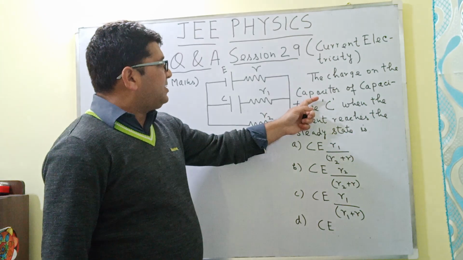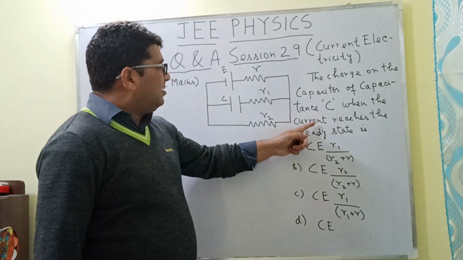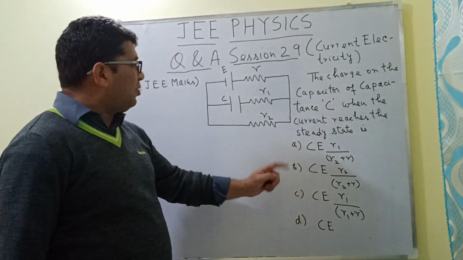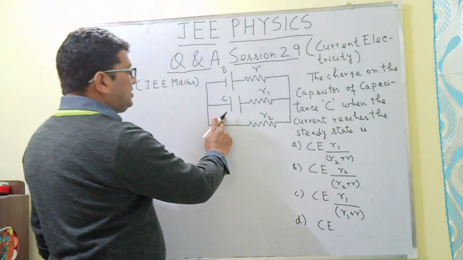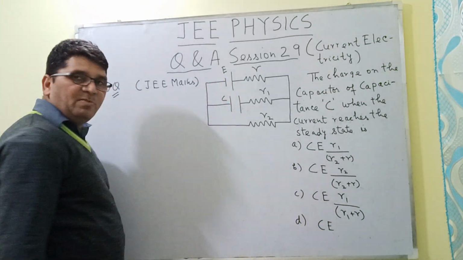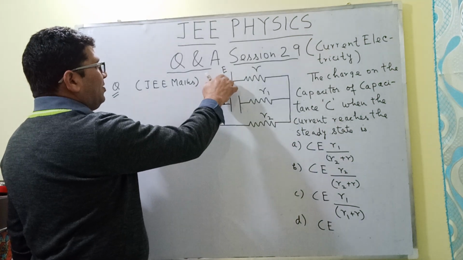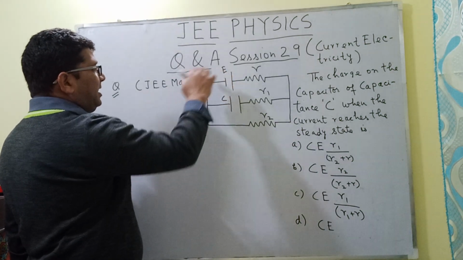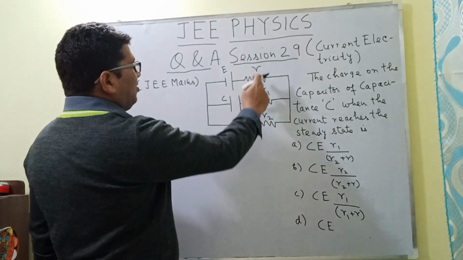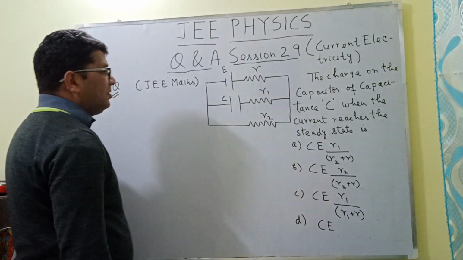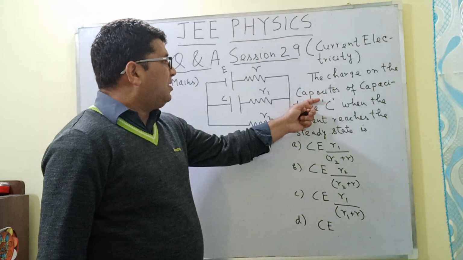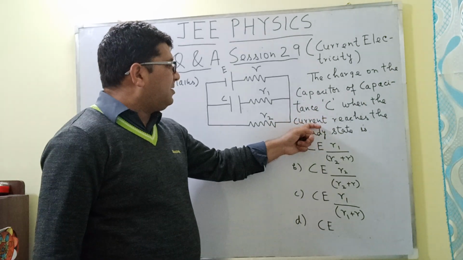The charge on the capacitor of capacitance C when the current reaches the steady state is. So these are the four options here. This is a capacitor of capacitance C, and this is an EMF source of magnitude E, and these are the three resistances of magnitude R, R1 and R2. Now here we have to calculate the charge on the capacitor when the current reaches the steady state.